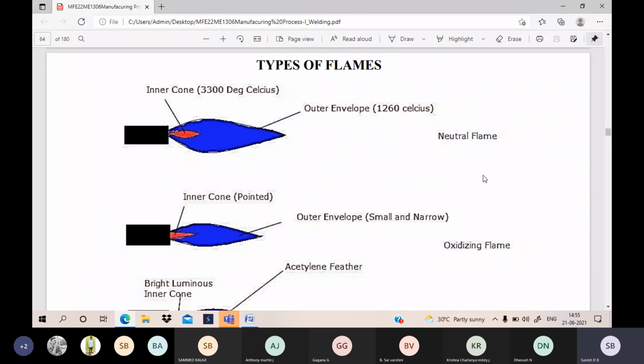Next one, the oxidizing flame. In the oxidizing flame also, two different flames are there.